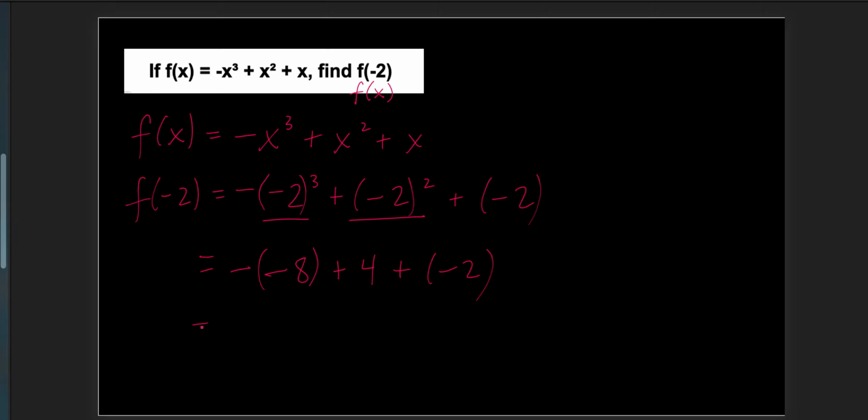So now we just need to evaluate or resolve these signs that are next to each other. Two negatives make a positive, so 8 plus 4, and then this makes a negative, or minus 2. So you can see what you have there. That's 12 minus 2, and that's 10. So your answer is 10. So f of negative 2 equals 10.